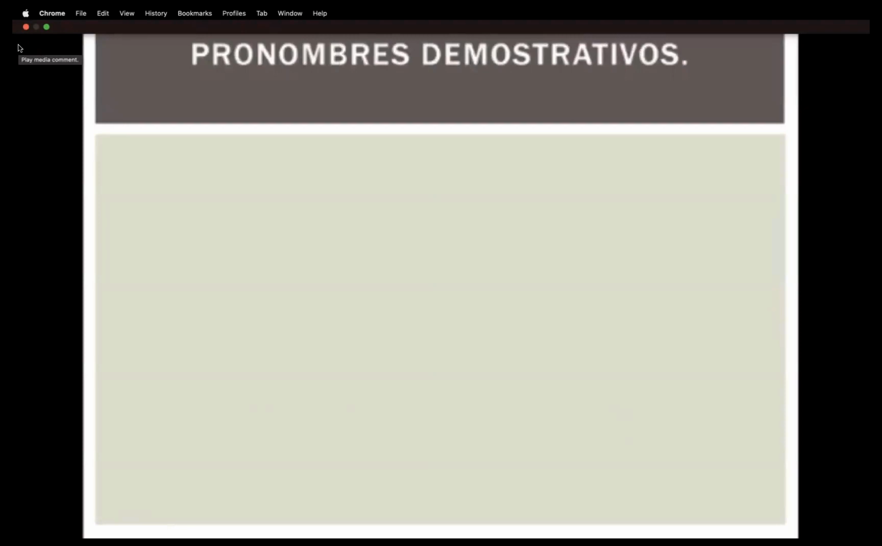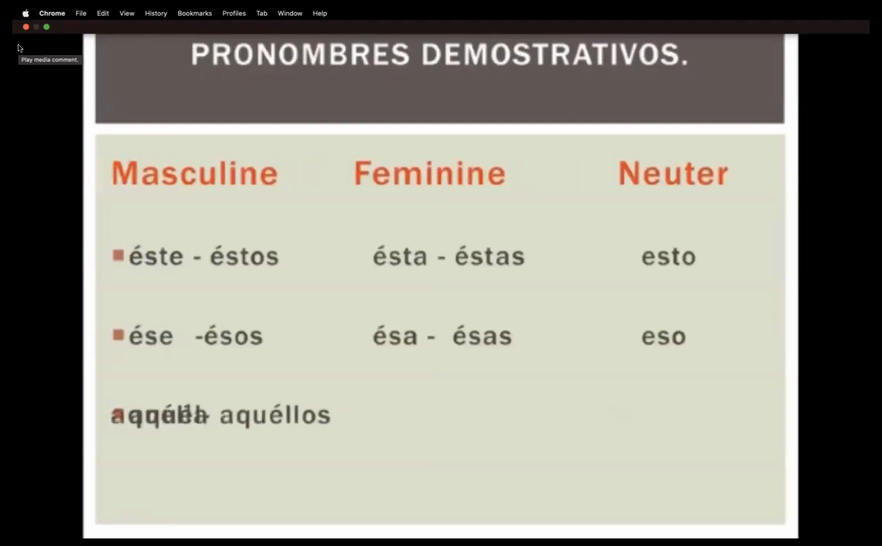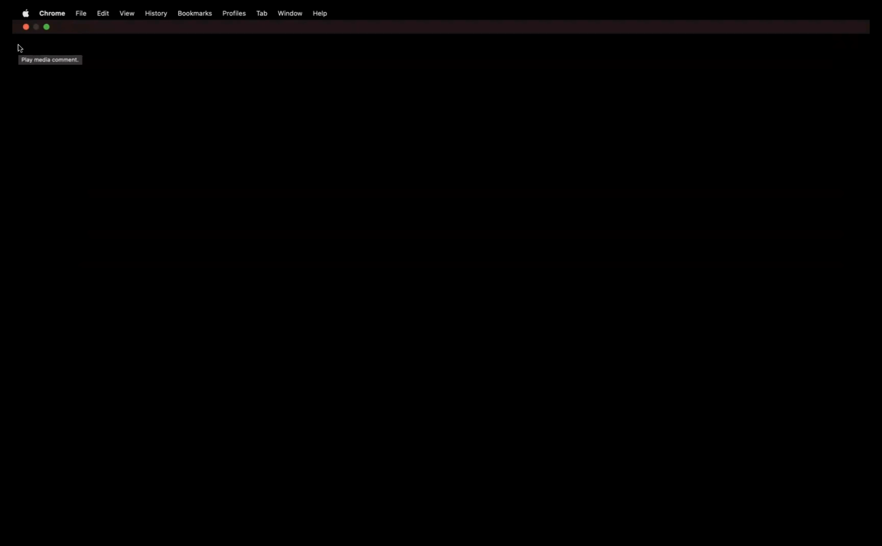Let's now focus on the demonstrative pronouns. As you can see, they are highly similar to the demonstrative adjectives, with the exception that the pronouns may reflect a written accent. Here is an example in context.